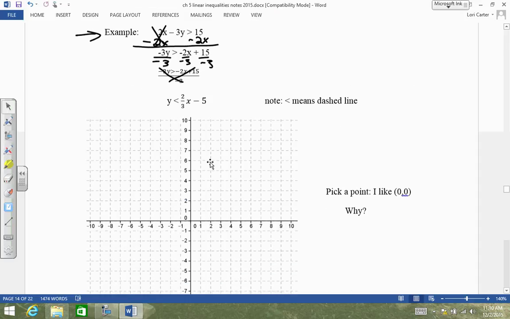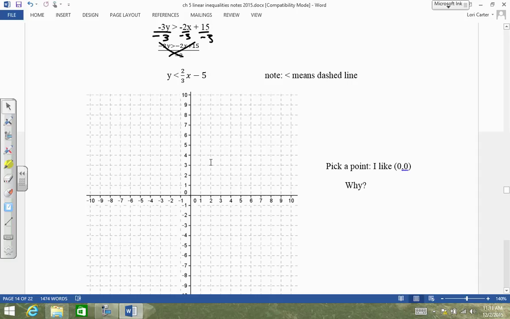How do I graph that? Where do I start? Negative 5. How do you graph the line? Go up 2 and then go over 3. Is it a solid or dashed line? Does it have an equal sign? No. No line underneath, then it's dashed. So now we draw a dashed line. Got your dashed line?